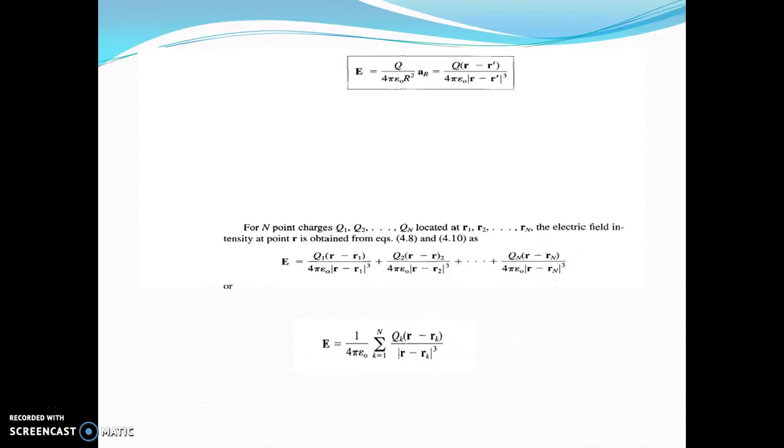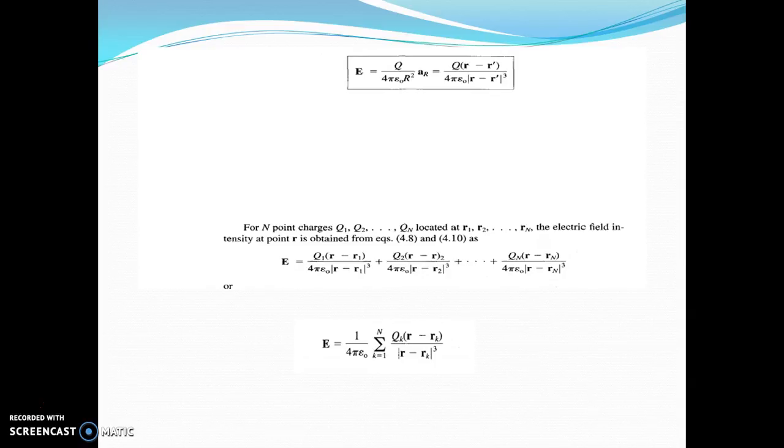Now we can write electrical field intensity E is equal to Q divided by 4 pi epsilon naught R squared aR, is equal to Q (R minus R dash) divided by 4 pi epsilon naught magnitude of R minus R dash cubed.